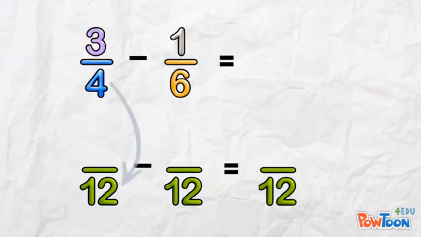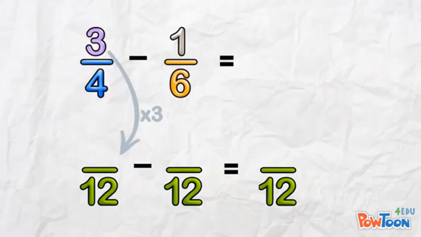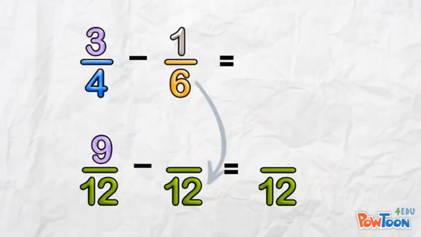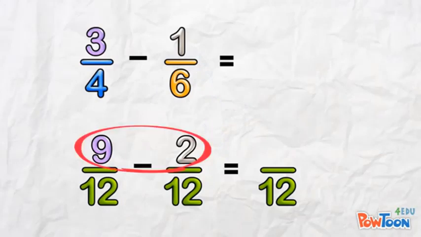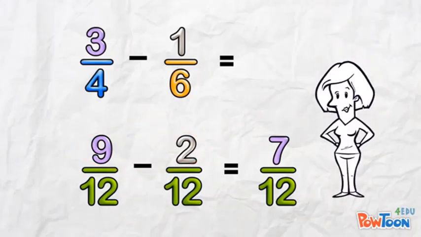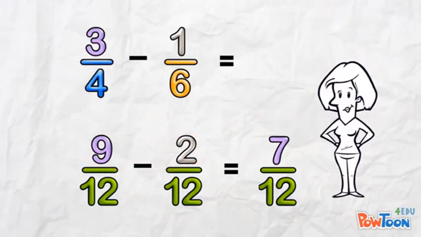We multiply 4 by 3 to get 12, so we do the same to the numerator. 3 times 3 is 9. And for 1/6, we multiply 6 by 2 to get 12, so we do the same up top. 2 over 12. And now we work with the numerators. 9 minus 2, that's 7 over 12. We can't reduce this fraction, so we're all done.